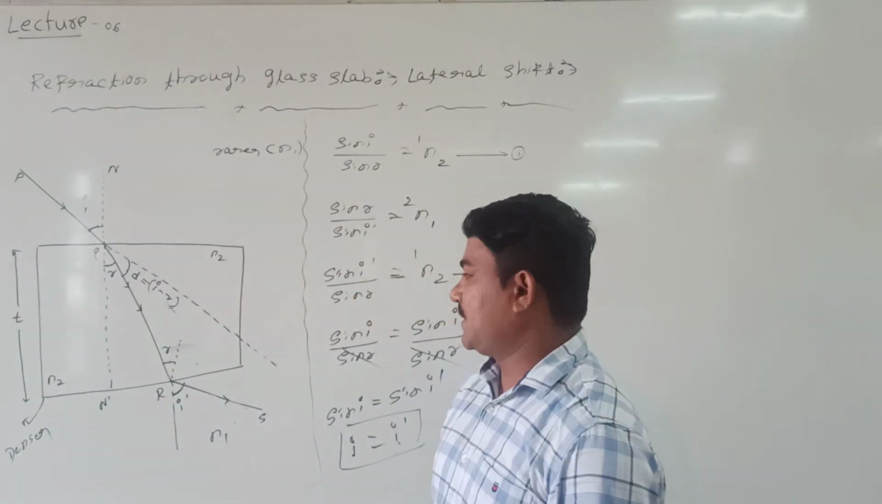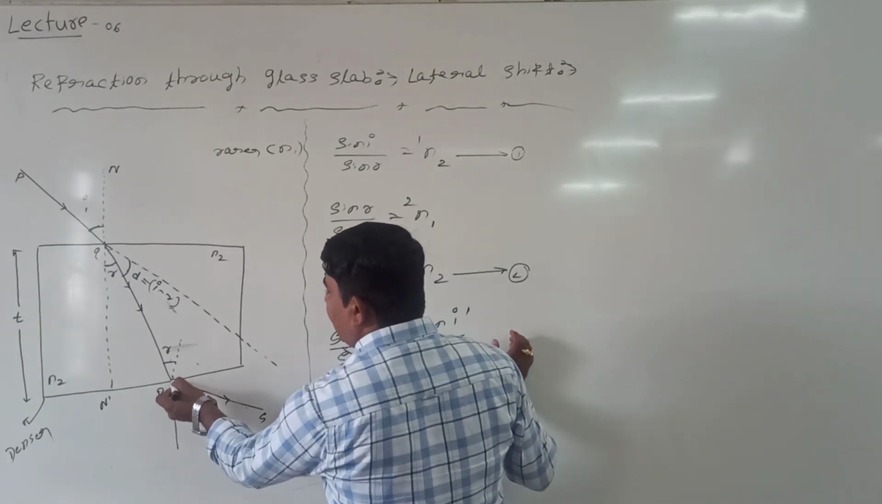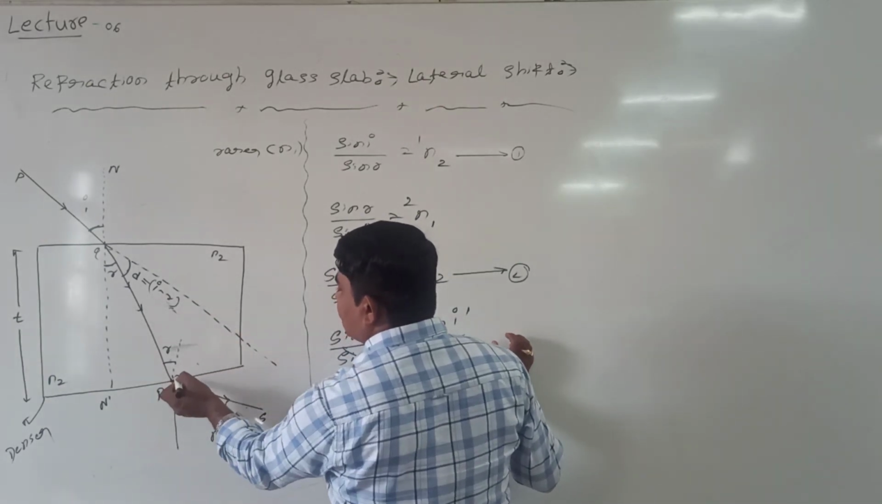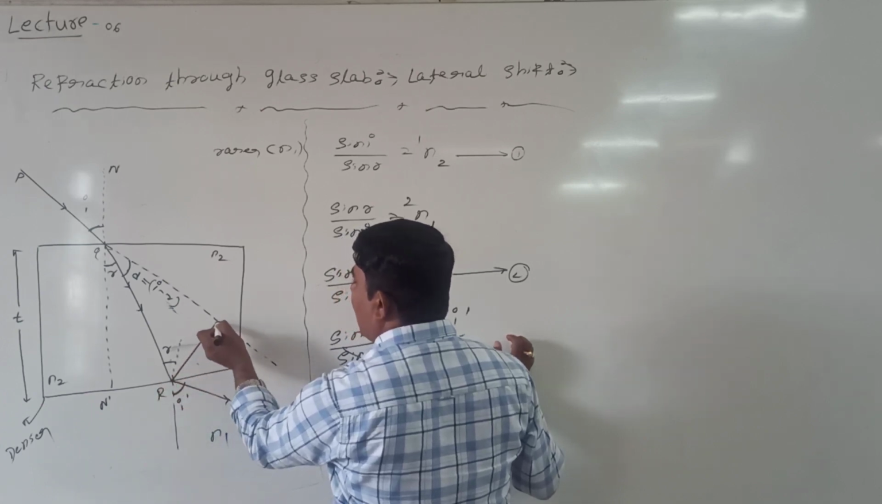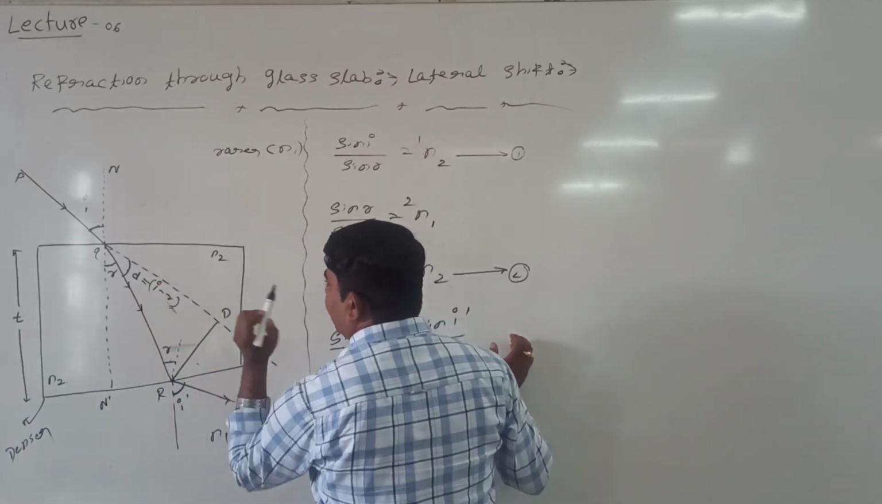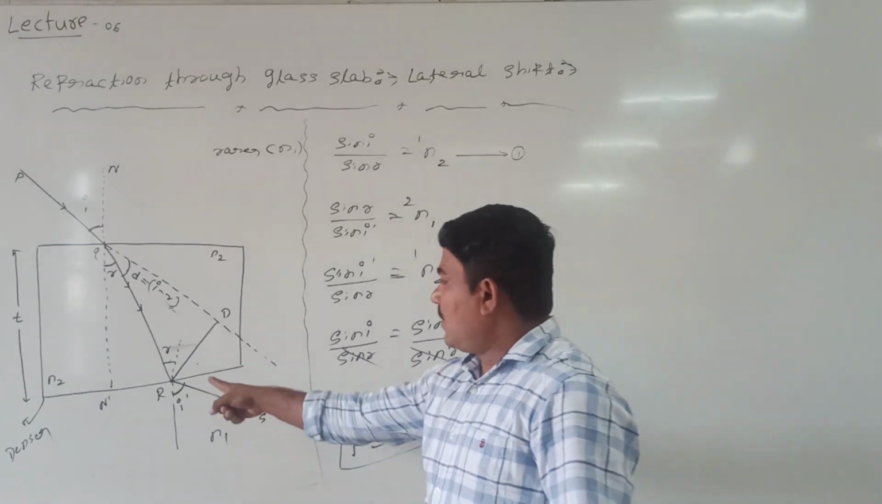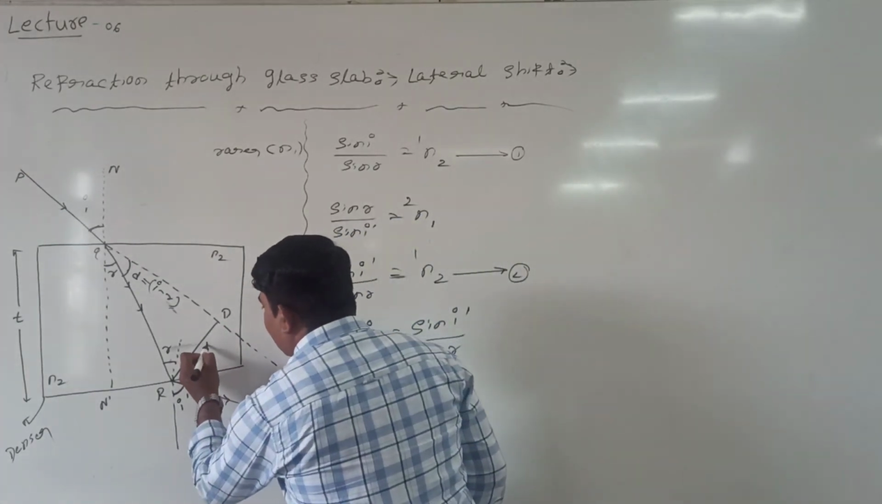Meaning of lateral shift. See here. The ray of light is refracted at this point. If you draw a perpendicular line to the incident ray produced, which perpendicular can I take? I can take one more perpendicular, say RD. RD is perpendicular to the incident ray produced. So this I can call the lateral shift.